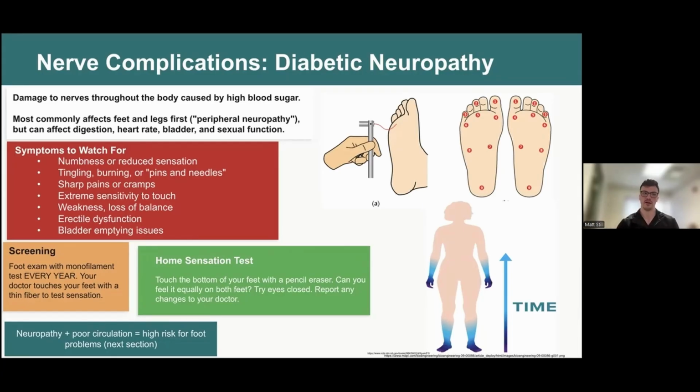Things to keep an eye out for would be numbness or decreased sensation, that tingling, burning sensation that we talked about, or that pins and needles. If you have extreme sensitivity to touch, that sometimes can be a sign of neuropathy as well. It can also affect other parts of our body. You can get difficulty with urination.